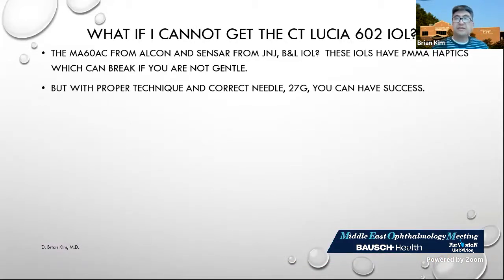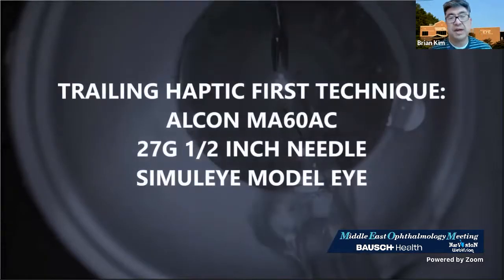So if you can't get the C2 Lucia 602 lens, you are able to do this with the MA60AC or the Sensar, but these haptics are made of PMMA, and so they are much more delicate. You can't use the thin wall 30 gauge needle with those lenses. You have to use a 27 gauge needle. And so I'm going to show you this on a Simulise eye. This is the MA60AC 27 gauge half-inch needle using a Simulise model.